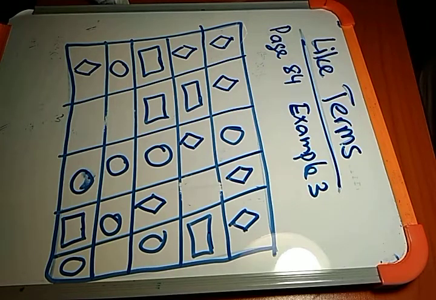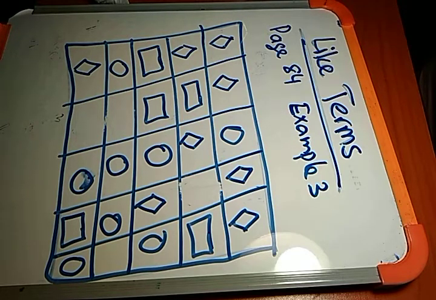So, guys, we're gonna talk about like terms. So in algebra, as we've said, we have the alphabets, the letters of the alphabets. It could be A, it could be B, it could be C, all the way to Z. Those are all variables.